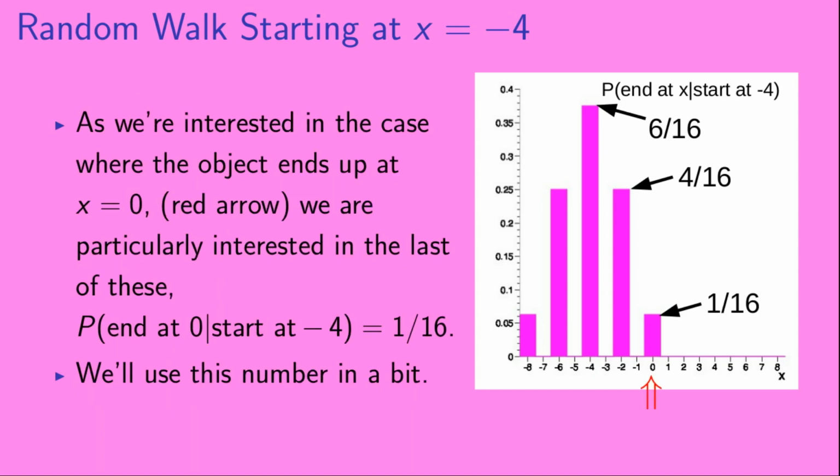As we're interested in the case where the object ends up at x equals 0, marked here with a red arrow, we are particularly interested in the last of these. So the probability that the object will end at 0, given that it started at minus 4, is 1/16. We'll use this number in a bit.